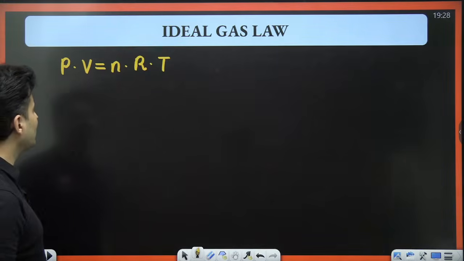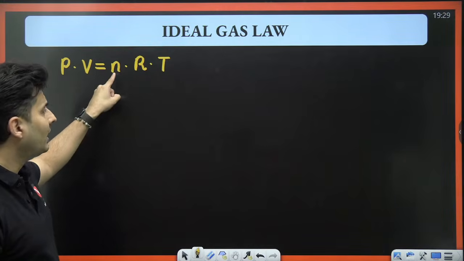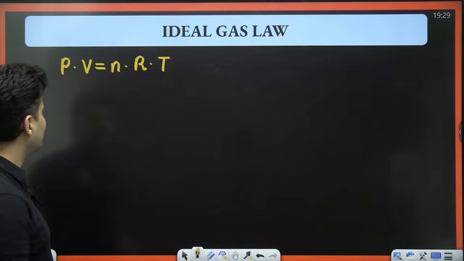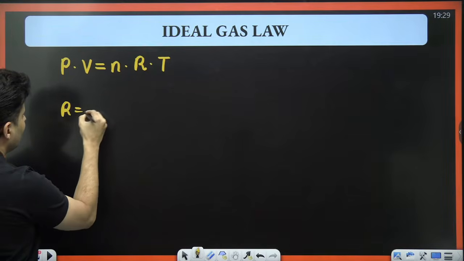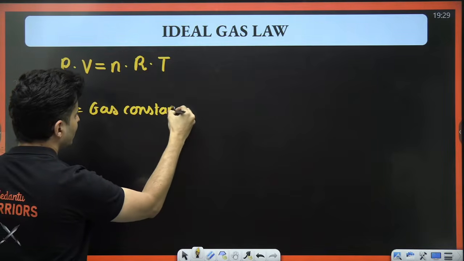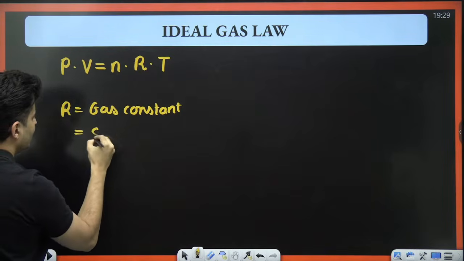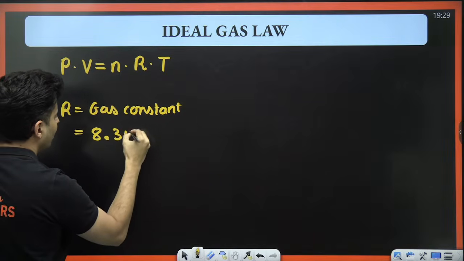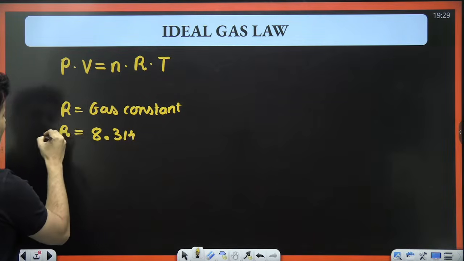N is the number of moles, P is the pressure, V is the volume, T is the temperature, right? R is basically your gas constant, and in SI units, the value is 8.314, right? That is the value of R.